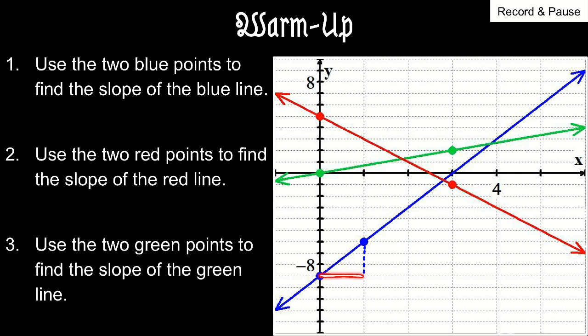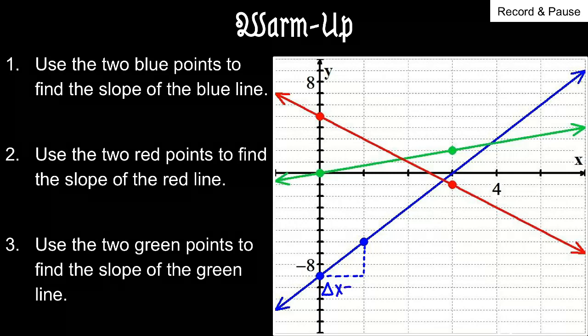This distance horizontally, we call that the change in x. And instead of writing change in, we just write delta. So the delta x here. Since we'll go from this point to that point, that means that our change in x is this direction to the right, which means it's positive. So delta x, or change in x, is positive 1.